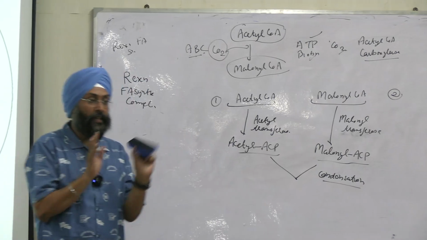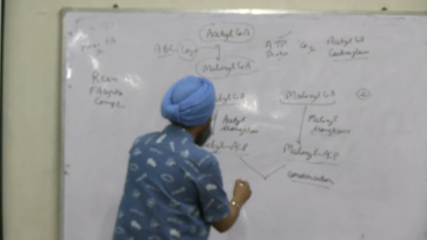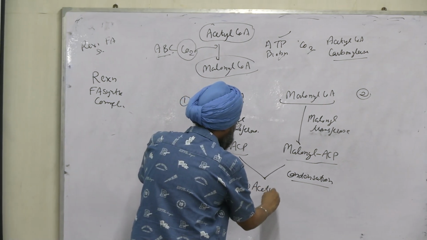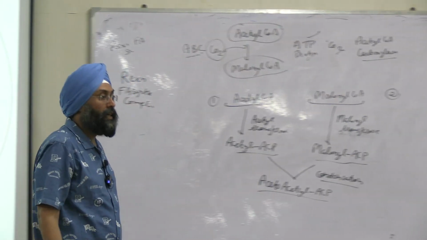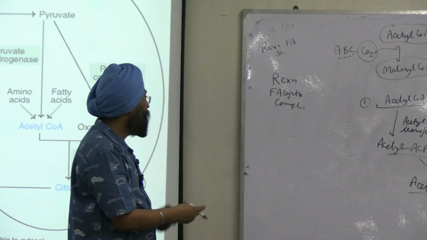Condensation means they will condense. This is 2 carbon, this is 2 carbon, but we will get acetyl ACP, right? Please have a screenshot of this, or you can write it in your notebook, right?